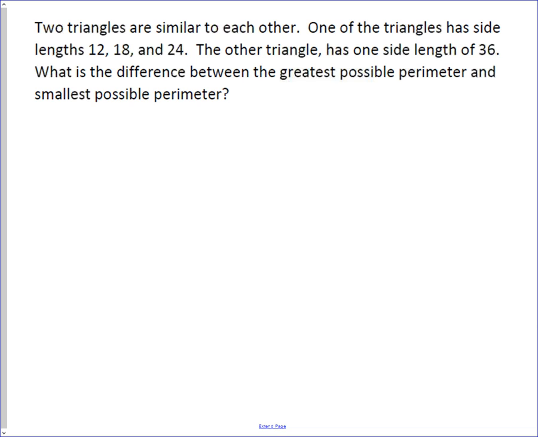In this problem, we're given that the two triangles are similar to each other, but we aren't given what the corresponding sides are. So we can actually choose what we want the corresponding sides to be. And this is a max-min problem where we want to find the difference between the greatest possible perimeter and the smallest possible perimeter. So we can find the greatest possible perimeter and the smallest possible perimeter.